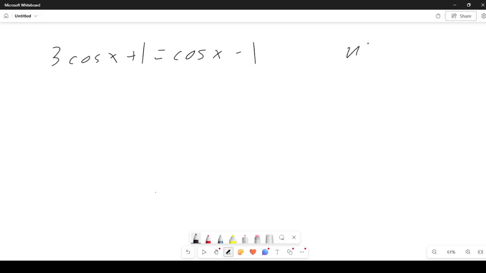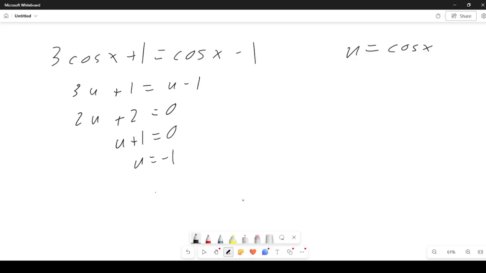I'll say u is cosine of x. Maybe you don't feel the need to do the u on this one because it's not too complicated, but if that's the habit we've gotten into, this becomes 2u, add 1 to both sides, plus 2 is 0. So u plus 1 is 0, u is minus 1. You're not required to write the u sub if you don't feel you need to, since this equation is not as complicated as some of the other ones. But it's the basic idea: cosine x is negative 1. If you're not writing it out, you're implicitly doing that.